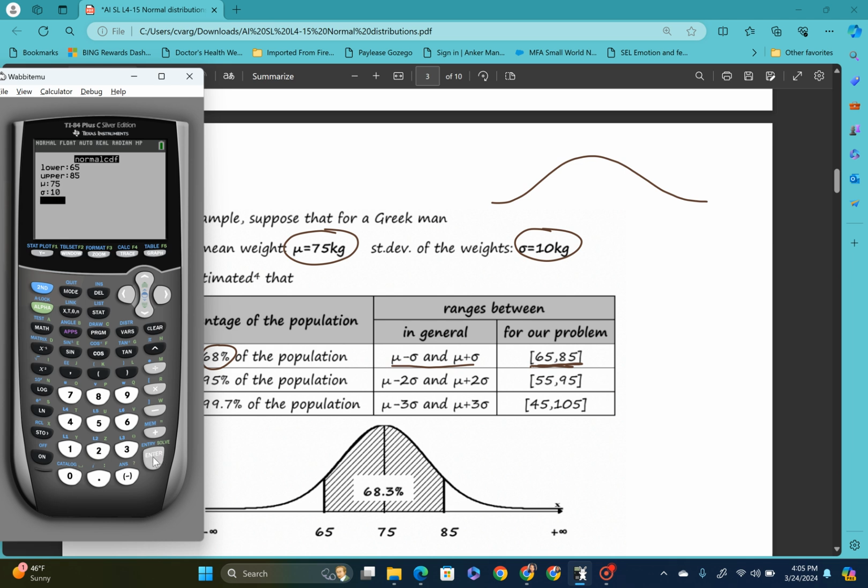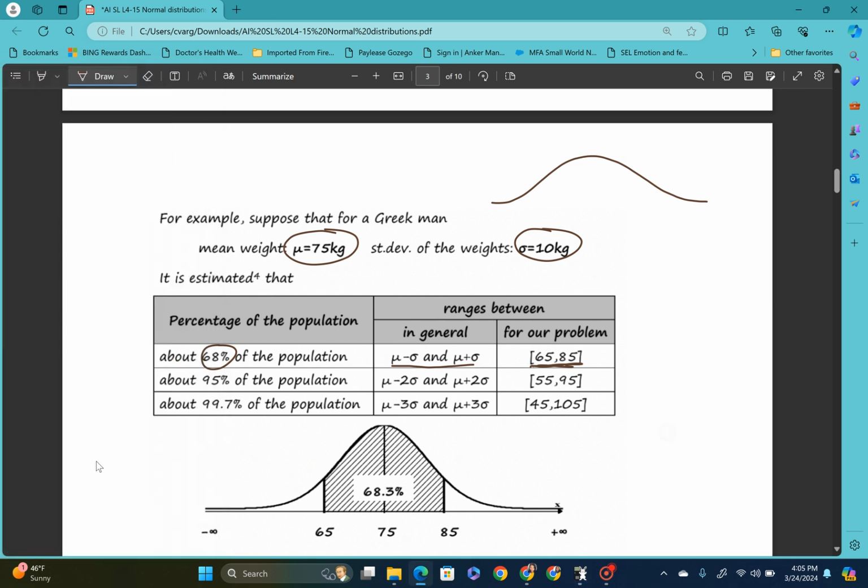So if I take this and just hit enter, enter, I get 0.682, which is about 68%. So that should make sense. Here's my mean, 75. Between 65 and 85, we just found out that the probability of being in this set right here is 68.3%. All right, pretty straightforward.